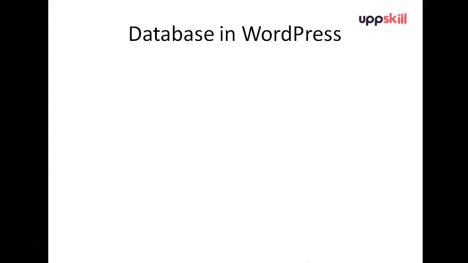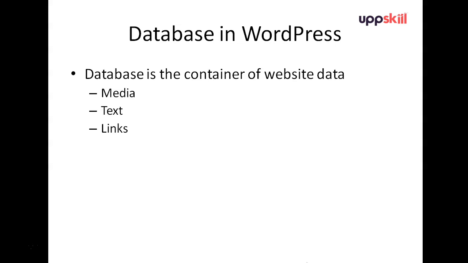What is a database in WordPress? Database is the container of website data. This includes the media that you upload, the text, the links, basically every content on your website is stored in the database in one form or the other.